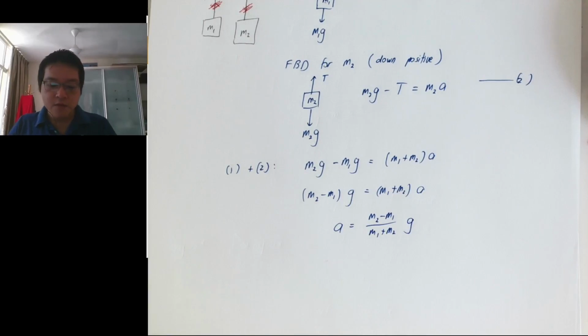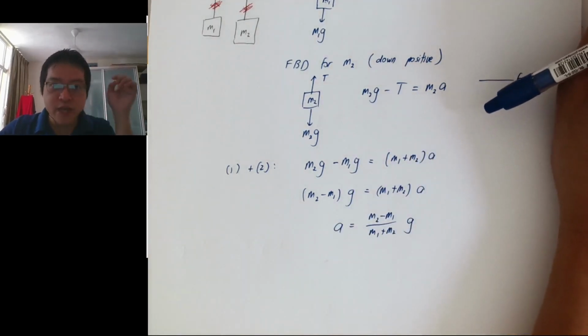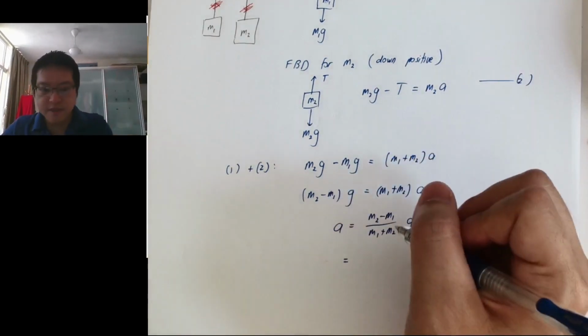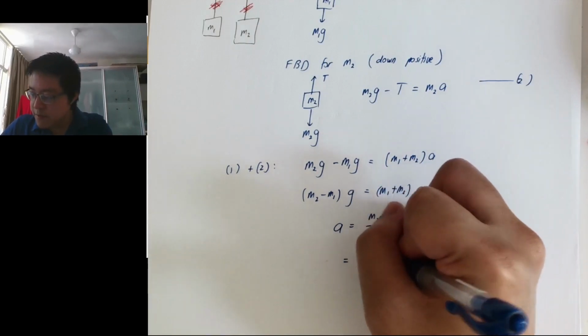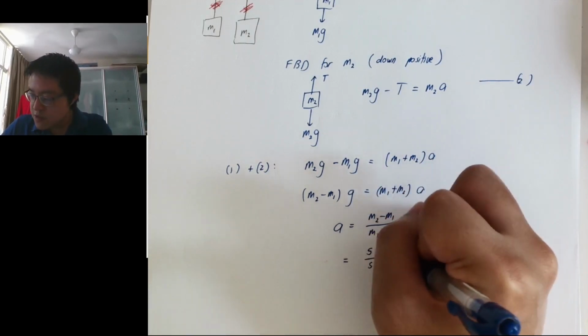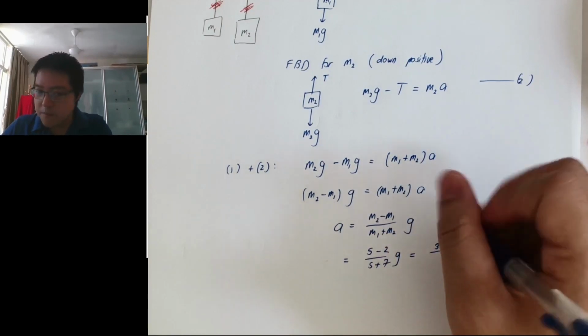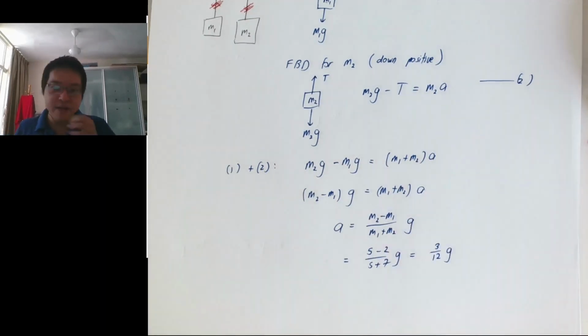So we plug in the figures given. m1 is 2 kg and m2 is 5 kg. So we got 5 minus 2 over 5 plus 2, times g. So essentially we got 3 over 12 g. Then you can plug in the number to get the answer.